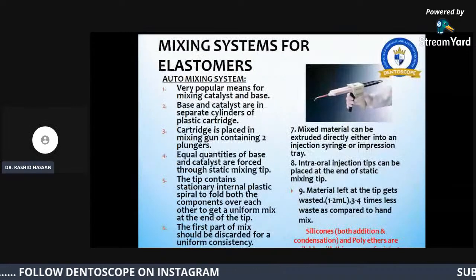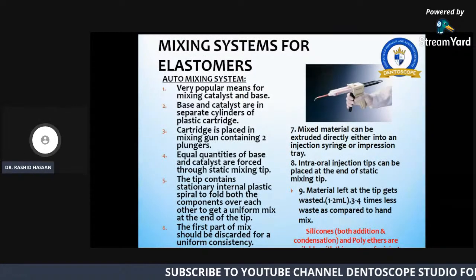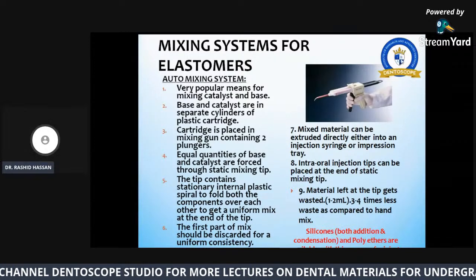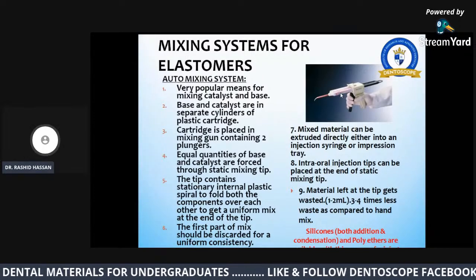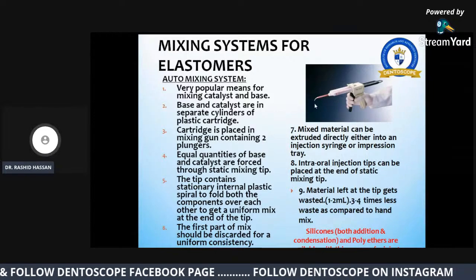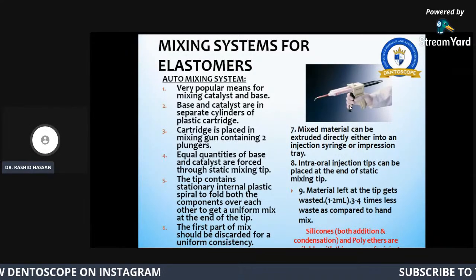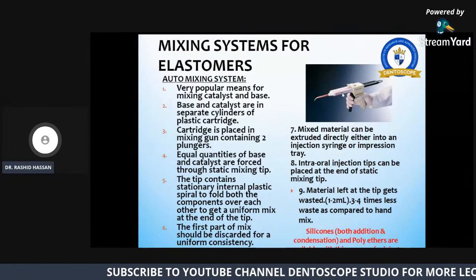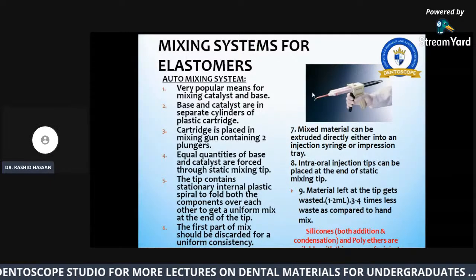Then coming to the second one, the most popular and most commonly used mixing system for the elastomers, which is the auto mixing system. Here you can see the mixing gun. Then these are the cartridges which are attached to this gun, and this is the mixing tip. So when you press the gun, the plungers go inside these cartridges, and a fine smooth mixture comes out of this mixing tip.